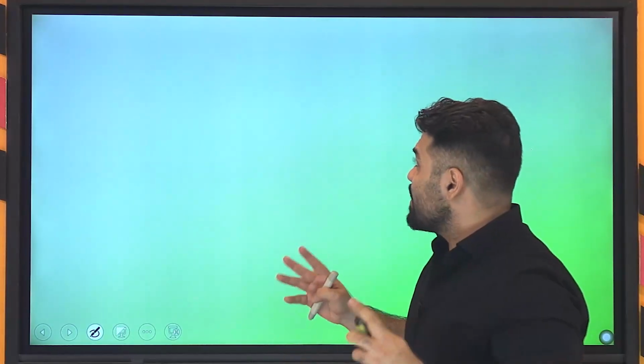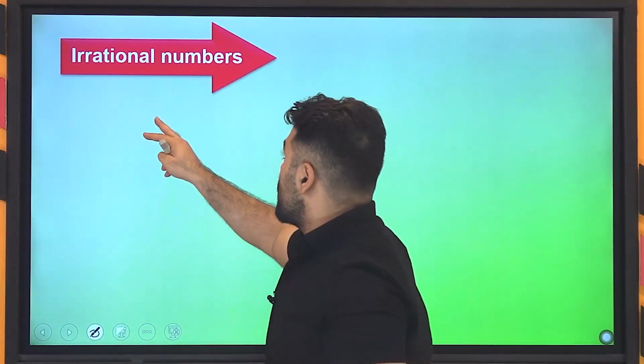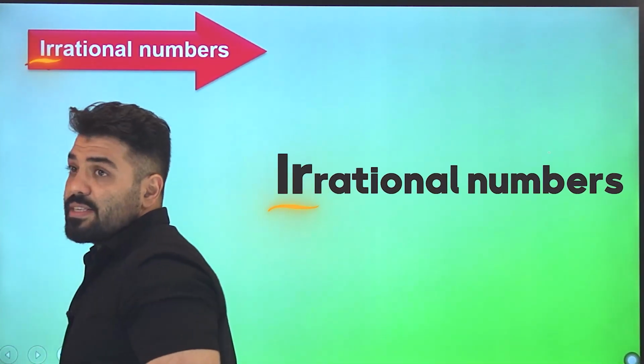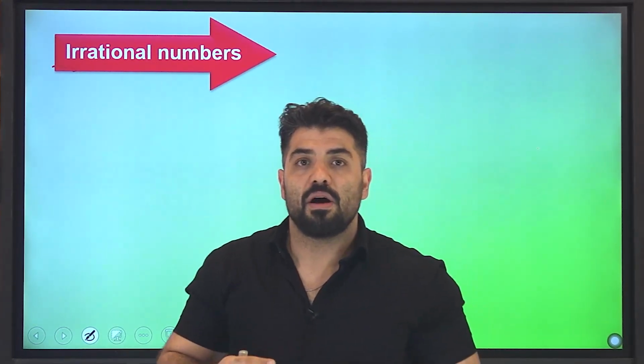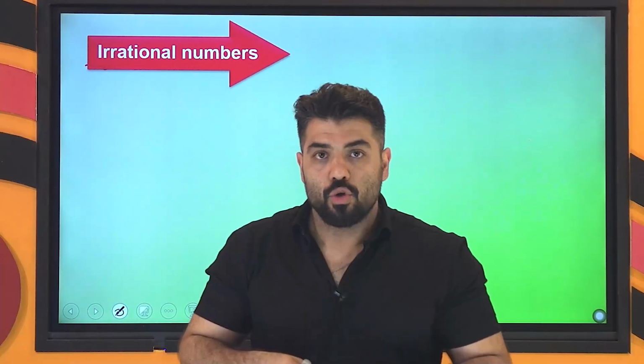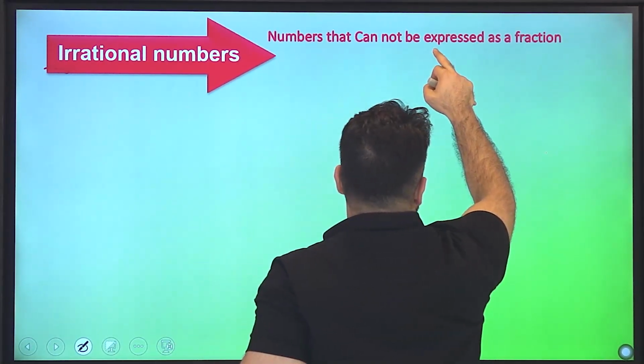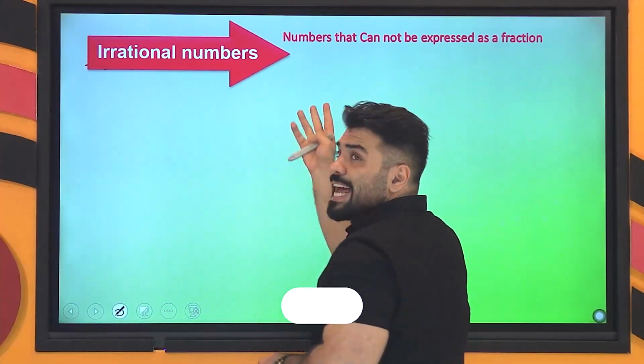Okay, the next category of numbers are irrational numbers. First 2 letters of this word emphasize that it is the complement of rational numbers. So the definition of irrational number is numbers that cannot be expressed as a fraction. Some examples.